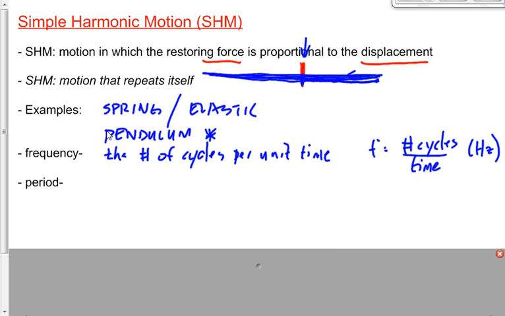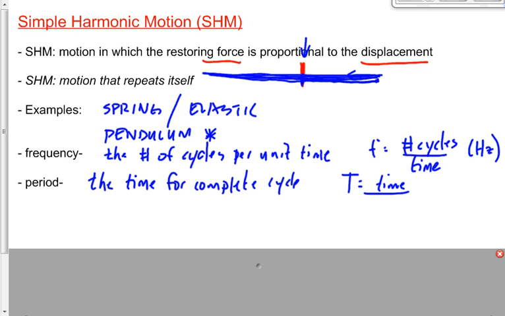The period, well, in our last unit, it was the time for one revolution. This time, it's going to be the time for one cycle. One complete cycle. We're going to say big T is equal to the time divided by the number of cycles.